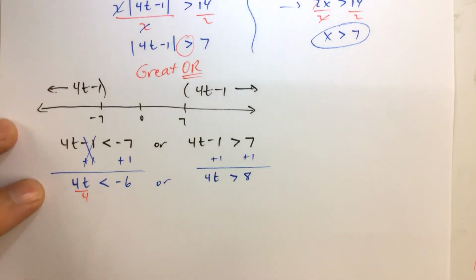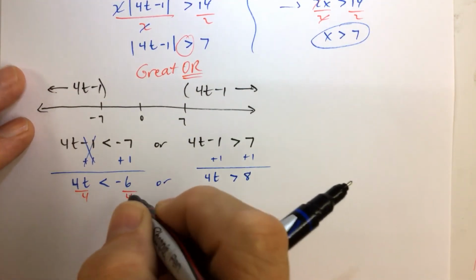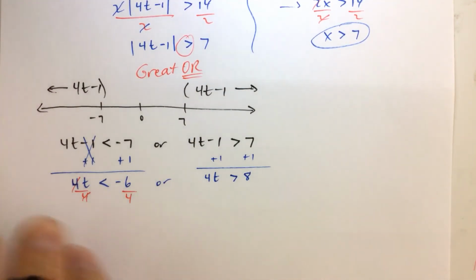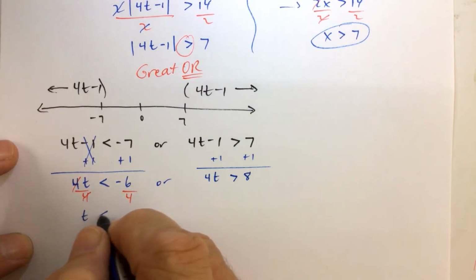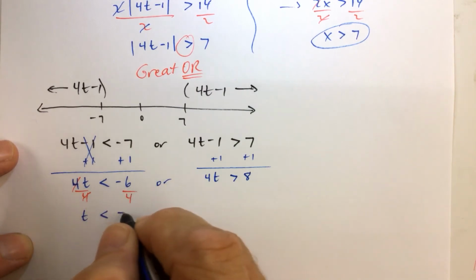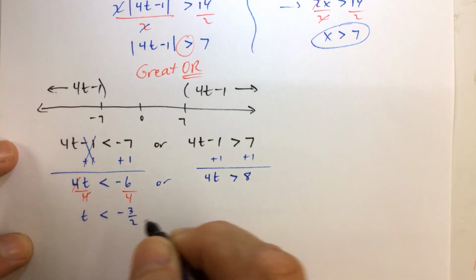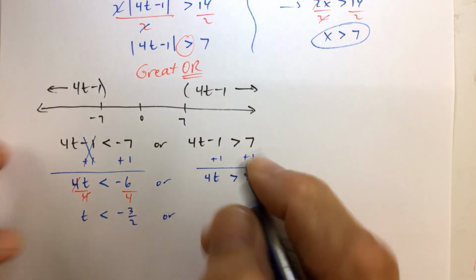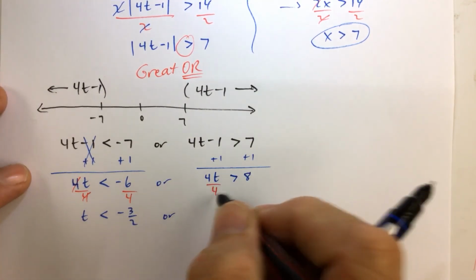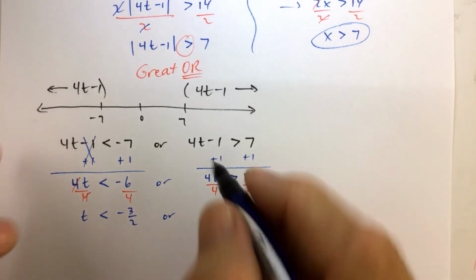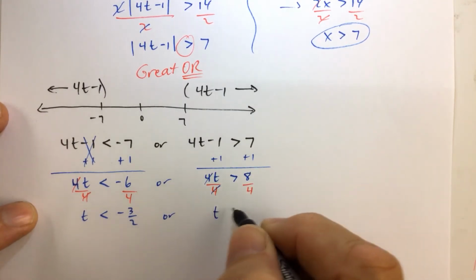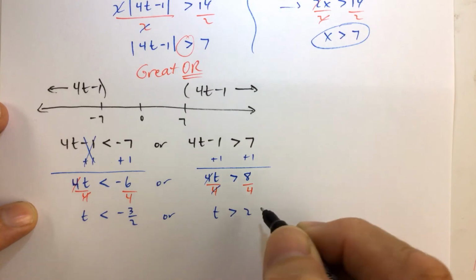So now we can solve for t by dividing both sides by 4, and we get t is less than negative 6/4, which is negative 3/2. Or we have to divide both sides by 4 to get the t by itself. The 4's cancel, and we get t is greater than 2.